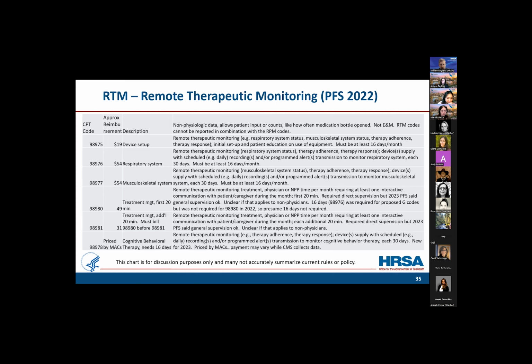RPM devices have to submit their data automatically. It can't be the patient reads their blood pressure, types it into a text message and sends it in. That's not a billable RPM device. RTM does allow patient interaction because these are not physiological measurements, and these may require patients to say, how do you feel today? What has been your adherence to your treatment regimen?